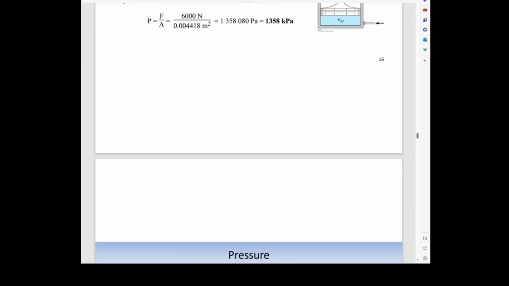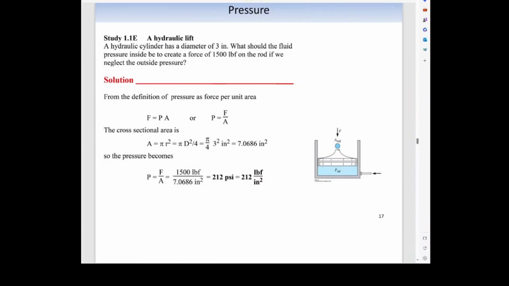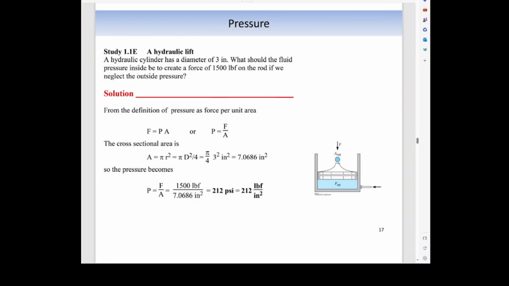Okay, looking at the next problem. Okay, so the next problem essentially is the same thing, except now you're using USCS units. Okay, so you follow the same process here.